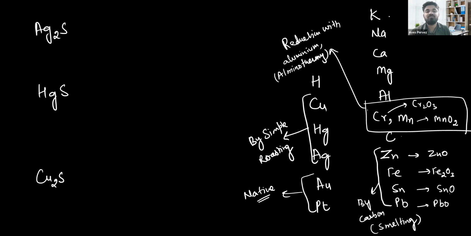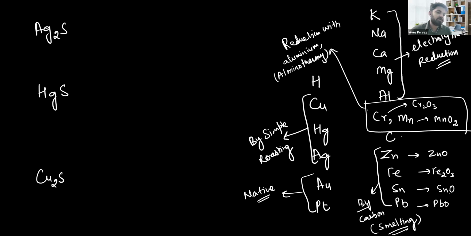And for the metals above, like Al2O3, magnesium oxide, calcium oxide, or NaCl, CaCl2, these are highly reactive metals. So these metals are reduced by electrolytic reduction. Please note it down. First, make this table, then I'm going to explain further. Reduction with carbon is called smelting. Note it, to make this table.